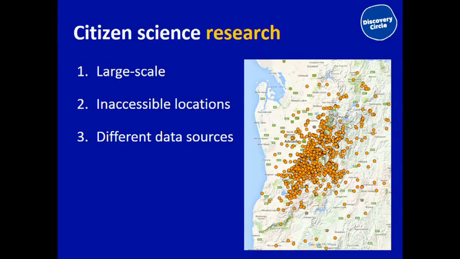So in terms of research, citizen science can help us do large-scale research. It can get to inaccessible locations and gives us all sorts of different types of data. So that's a map of the Great Koala Count that we ran in 2012, where people submitted either presence or absence of koalas. So you can see the few scientists that were involved in that project couldn't possibly have covered that sort of ground on one day.